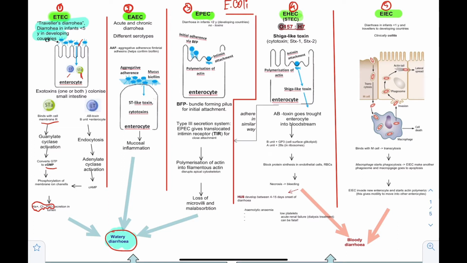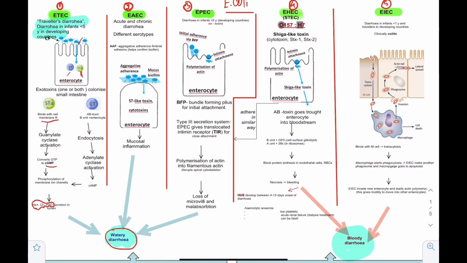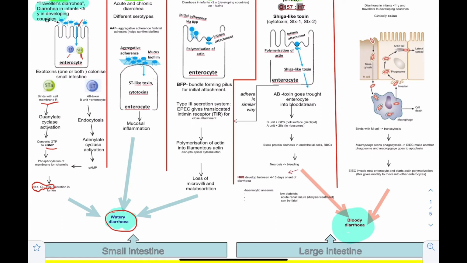And enterohemorrhagic and enteroinvasive E. coli cause bloody diarrhea. We know from the name that hemorrhagic must cause bleeding. And EIEC, which is enteroinvasive E. coli, is more invasive, and it will also cause blood secretion.